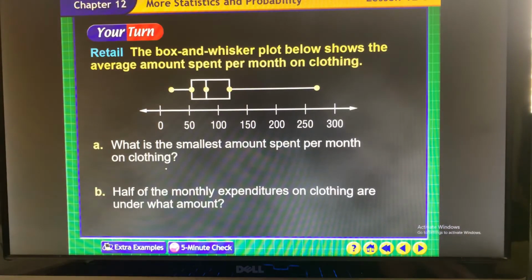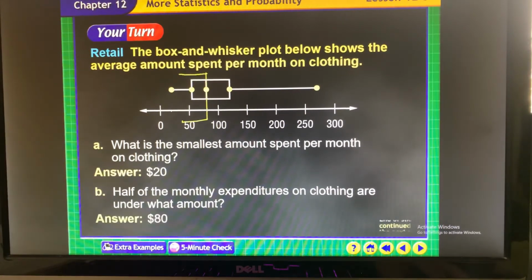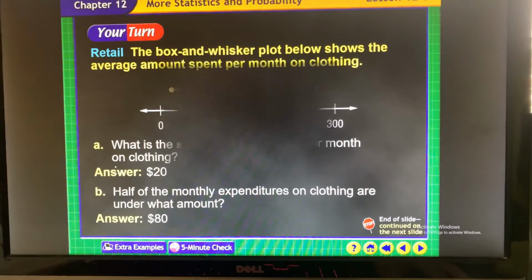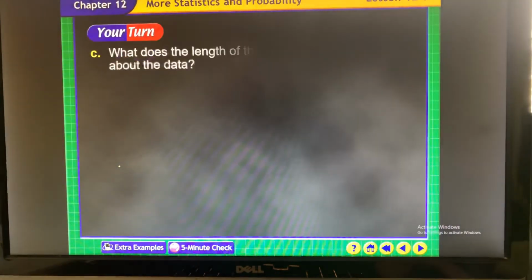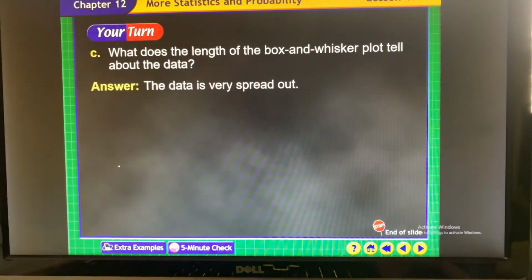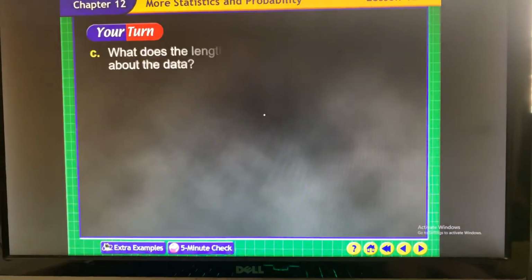What is the smallest amount per month spent on clothing? So you're going to guess this one. Half the monthly expenditures on clothes were under what amount? So remember, half is median this way. It's $80. What does the length of the box tell us? It tells you the data is pretty close, very spread out. Goes from here all the way over here. They want the box.